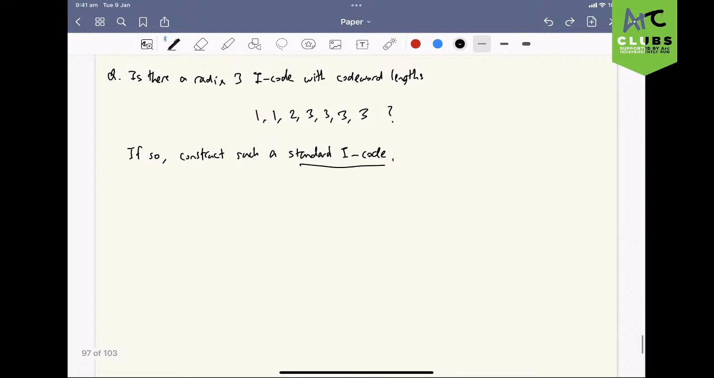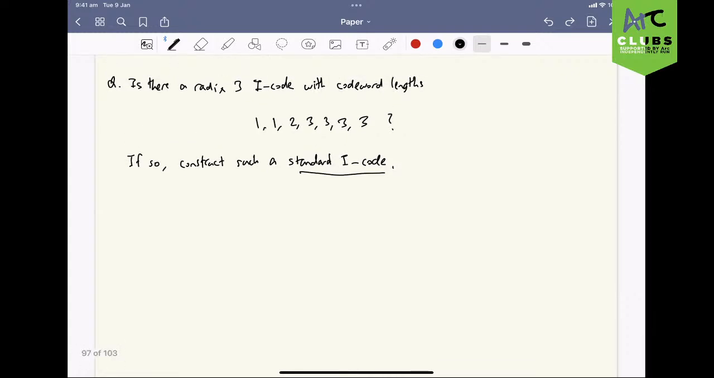What we do is we look at the code word lengths from smallest to biggest, and for each code word length, we try to assign the smallest possible code word. So to start this off, say this is the first code word, we want it to be length 1. Since we want to build a radix 3 I code, this code word can only be 0, 1, or 2, and we choose the smallest one that we haven't used. So we just do it with 0. C2: again, we need to assign either 0, 1, or 2 for this because it's length 1.